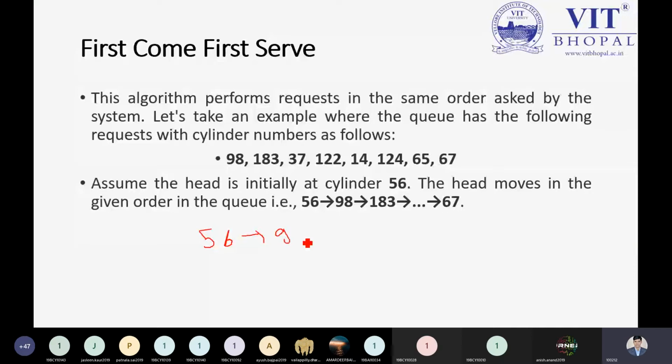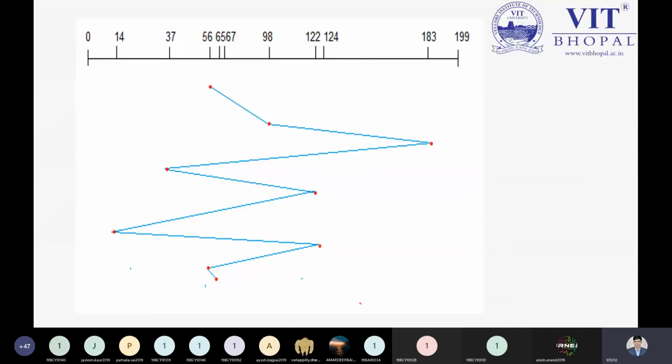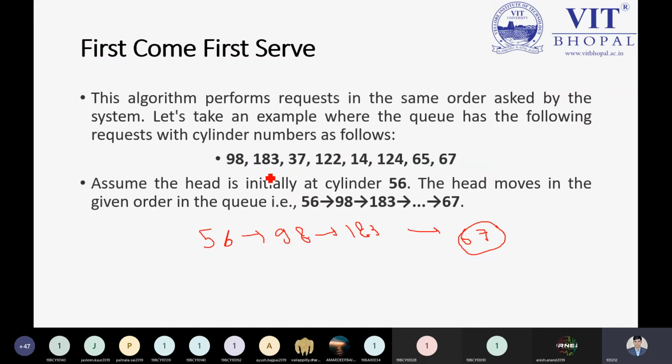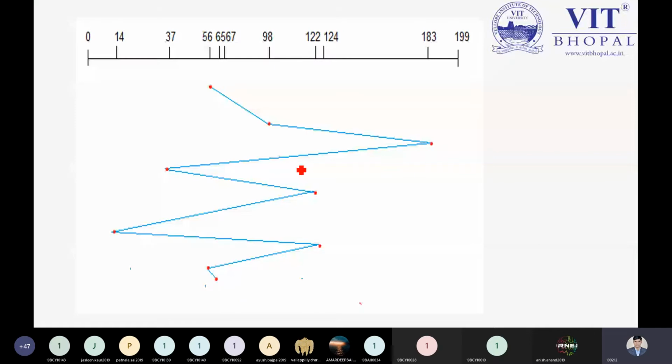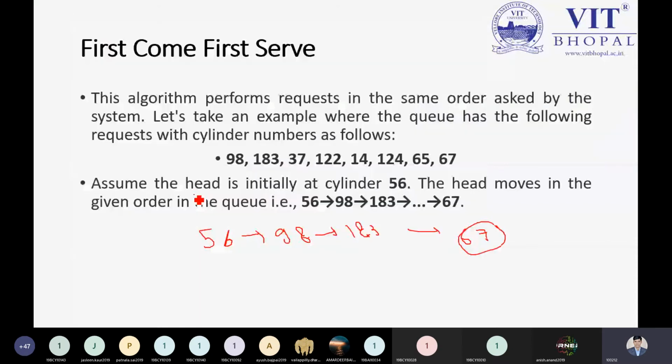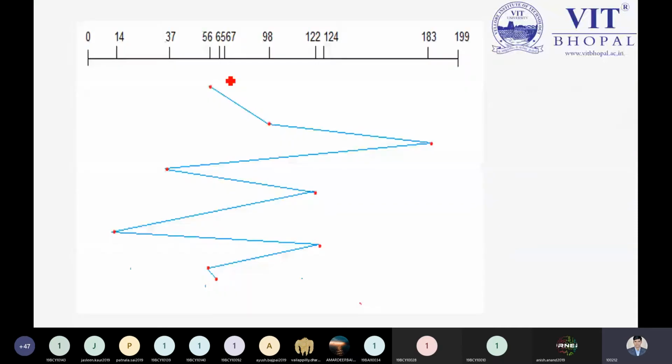Now let us understand this example in a diagrammatic way. We have a total of approximately 200 cylinders. How to determine it? It would be given. If it is not given, we can assume it, because the largest value is 183, so you can assume approximately 200 cylinders. So I can draw 0 to 199 in sequential manner. I am starting with the arm head on 56. Please keep in mind 56.